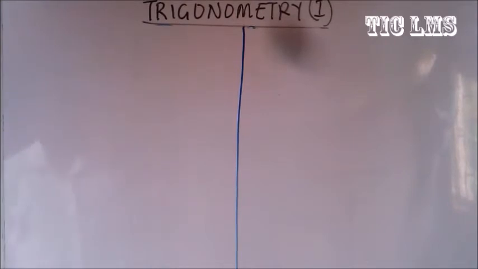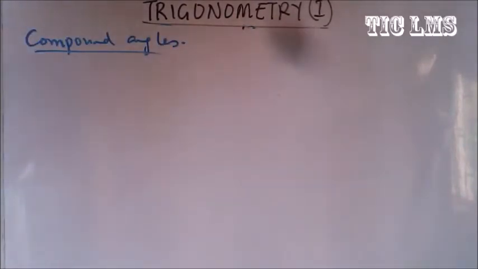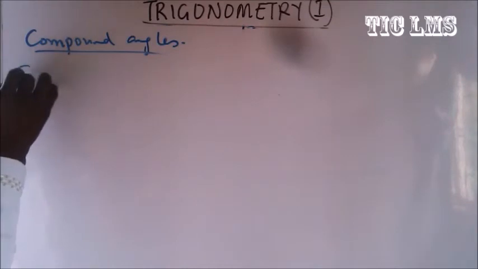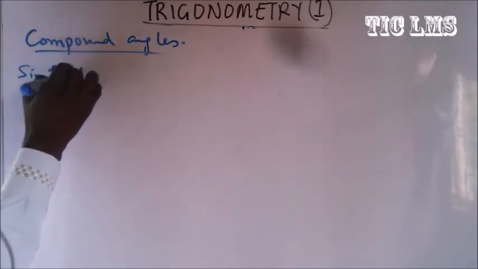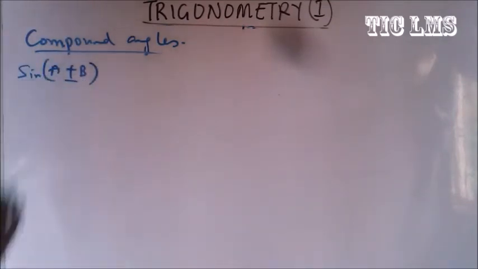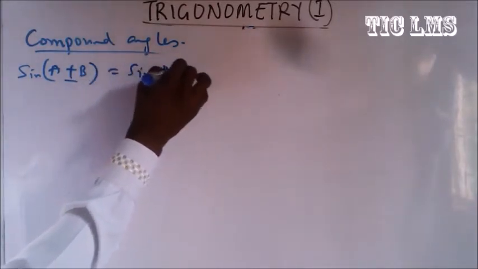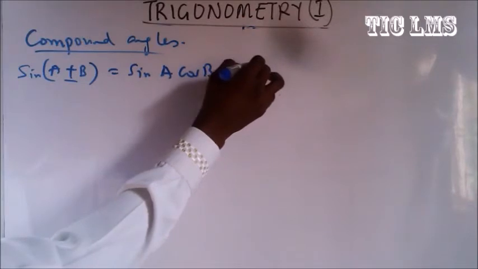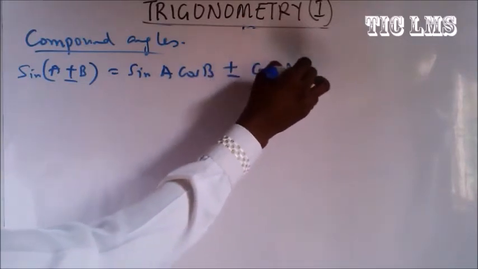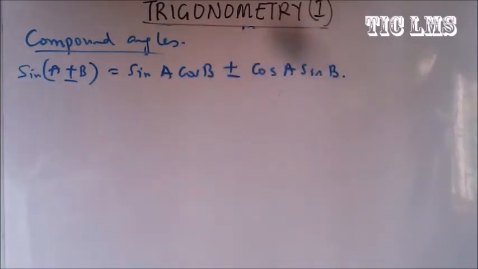And then we move on to what we know as the compound angles. The important thing about compound angles is their formulas. Now we are told that for all angles A and B, sine of A plus or minus B equals sine A cos B plus or minus cos A sine B.